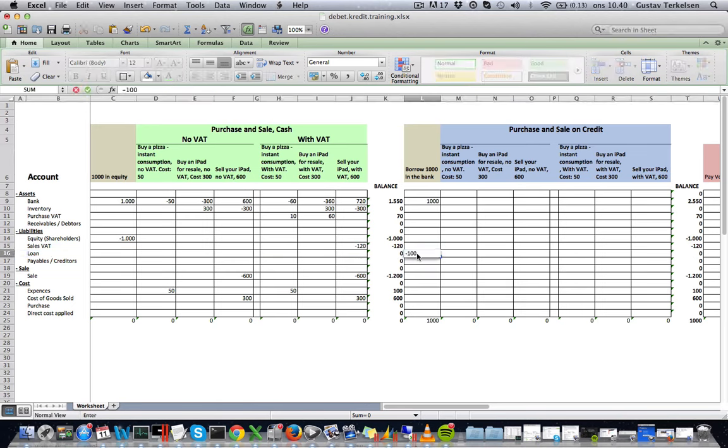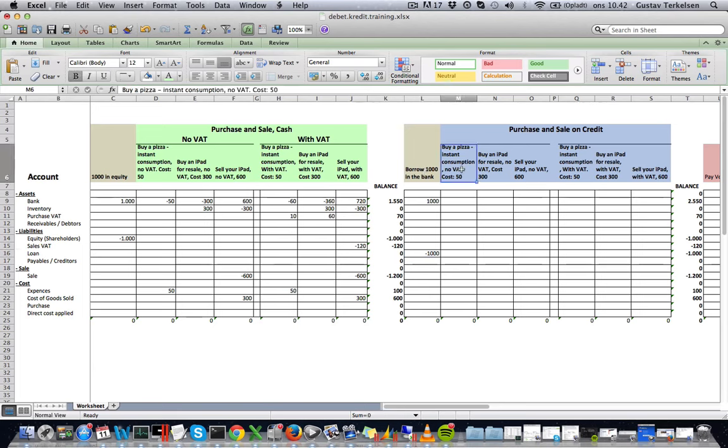So what this really means now is that 1,000 of those assets we have in the company are actually owned by the bank. So we now have 2,500 on the bank account over here. But of those 2,500, the bank actually owns 1,000 of those. And the remaining is owned by the equity, or by the shareholders.